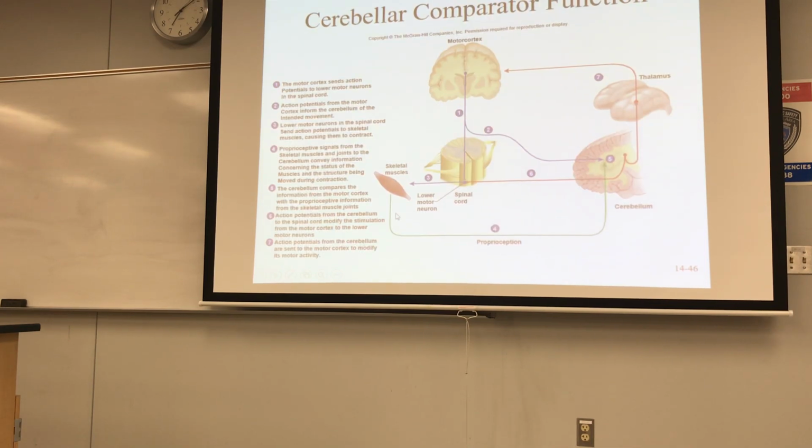Right? The cerebellar comparator function is like the spinocerebellar system, right? And this is the name for what that system does. So when we talk about the spinocerebellar system bringing information in, right? Well, when it brings it in, it allows us to have this function. It compares intended versus actual movements.